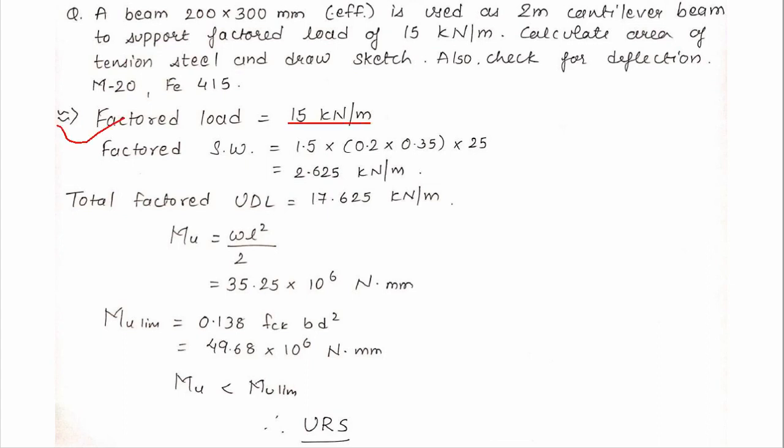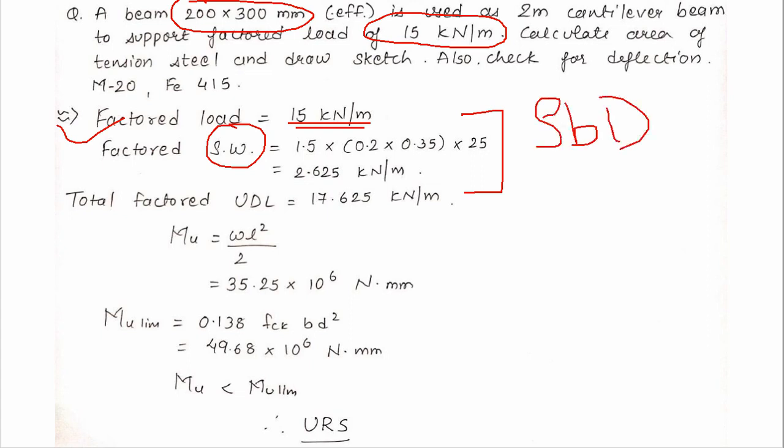Factored load is given as 15 kilonewton per meter, but keep in mind here it is not mentioned that it is including its self weight. Again, it is not mentioned that it is including its self weight, that was seen in a previous example. So we need to find the self weight. If in the question it is not given as including self weight and the whole cross section is given, then we have to compulsorily find the self weight of the beam, and the equation for self weight will be rho b d, and as it is a factored self weight, we are multiplying it by 1.5.